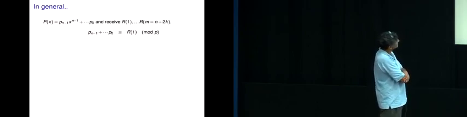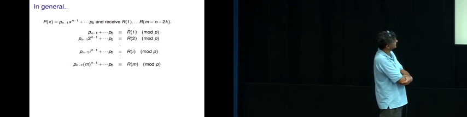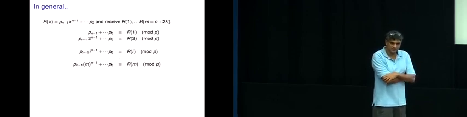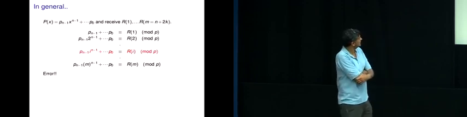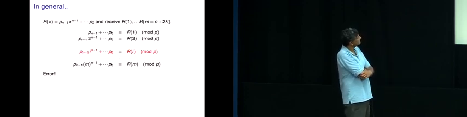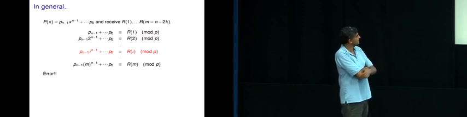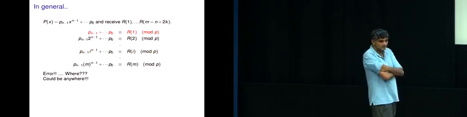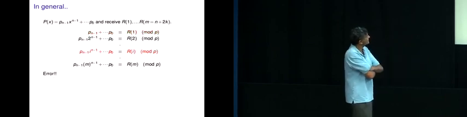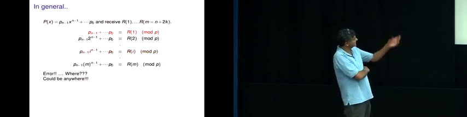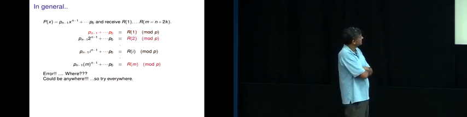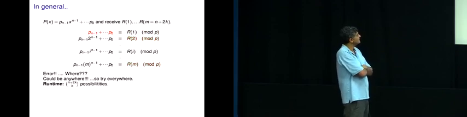So in general, what happens is you get lots of equations, right? You have whatever number of equations are appropriate for your n and your k. And there's the error somewhere in there. You don't know where the error is. It could be anywhere, right? Like you see, maybe it's there, maybe it's there. See, it's moving around. We have no idea. So what we do is we try everywhere, right?